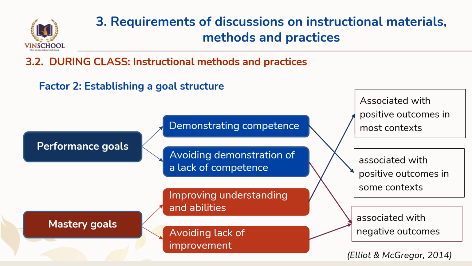Multiple research has demonstrated that both goals of avoiding demonstrating a lack of competence and goals of avoiding demonstrating a lack of improvement are associated with negative, maladaptive outcomes, including self-handicapping, learned helplessness, disengagement, and cheating. On the other hand, goals of improving understanding and abilities are associated with adaptive academic outcomes, including help seeking, deep strategy use, and persistence. Lastly, there is mixed evidence regarding the outcomes of goals of demonstrating competence, suggesting that these goals can be helpful for some students in some contexts, like preparing for a high stakes standardized test.